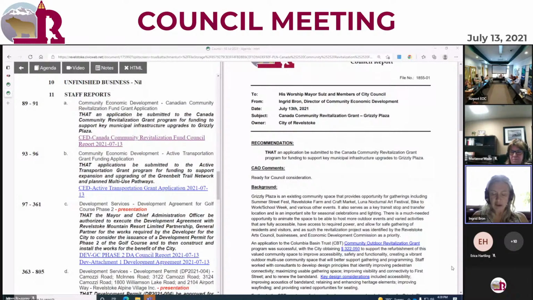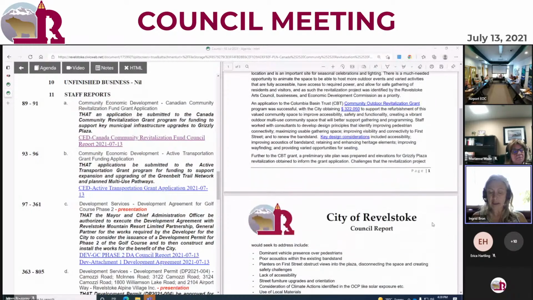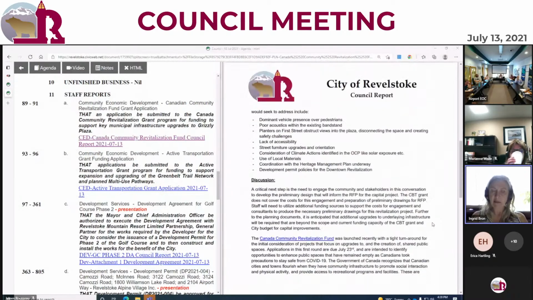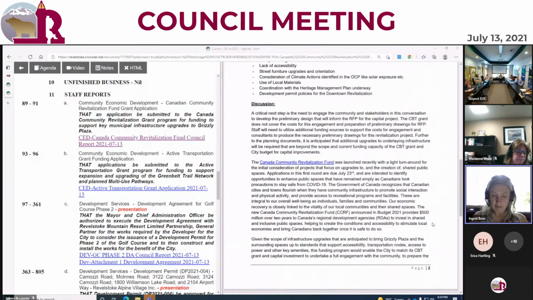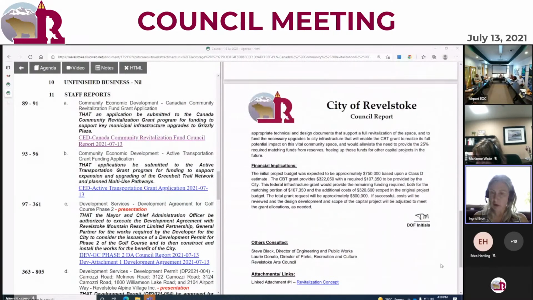So essentially, the original scope document that Development Services put together for this project came in at about $750,000. We received $322,000 from the Columbia Basin Trust, and it requires that the city match that with $107,000. And this infrastructure grant, if we were able to obtain additional funds, would provide that matching amount, as well as up to another $320,000 to complete the full refurbishment that was initially scoped out by the project consultants.